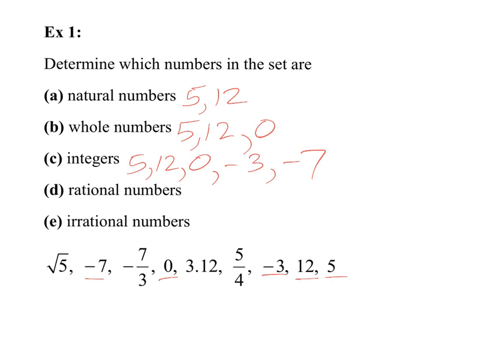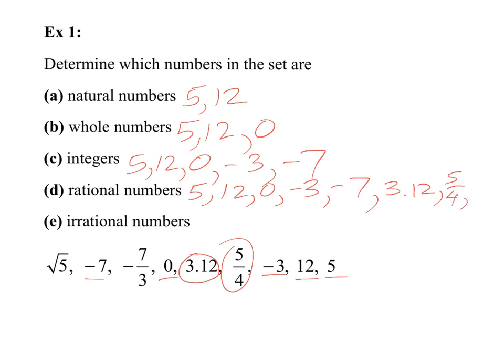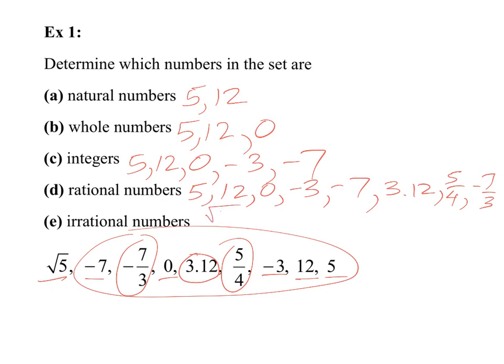Then we have rational numbers, which consists of all the integers plus any number that could be written as a fraction, or it could be a repeating decimal or a terminating decimal. So let's see if we have any of those here. Yeah, we have a terminating decimal here, so that's 3.12. We also have a fraction here, 5/4. And we also have -7/3. All right, and I think that's it. Yep. And then we have irrational numbers. Well, we covered all these. Those are rational numbers. Well, what's left over? Square root of 5. That would be the irrational number. Alrighty? Next example.